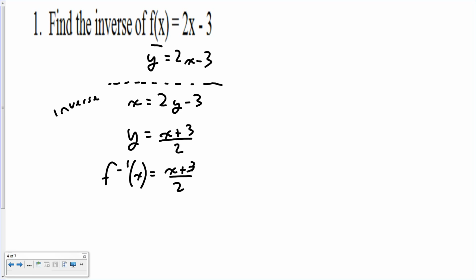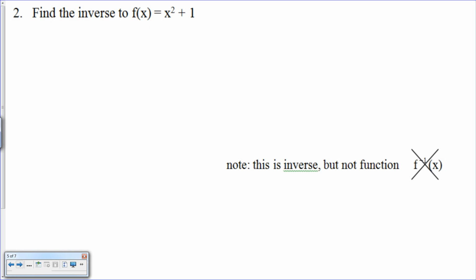All right, pretty straightforward. You know the system. And so we're going to do one more and see what this looks like on a graph as well. So when I do this, it's really y equals x squared plus 1. And then I want to switch the x and the y to make the inverse. I don't know if it's a function yet, but I do know it's an inverse. So right now, when I switch it, it's going to be x equals y squared plus 1.